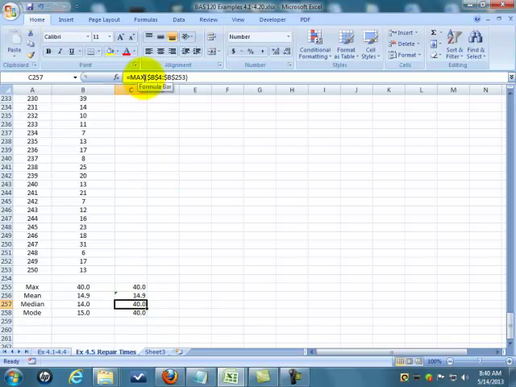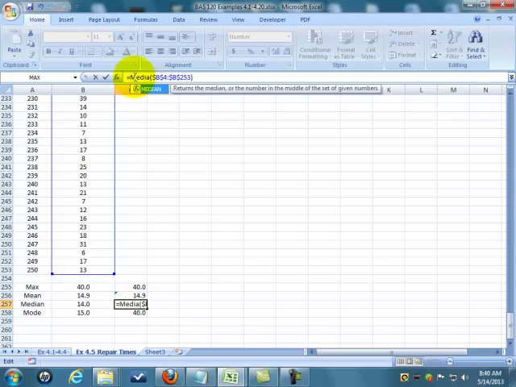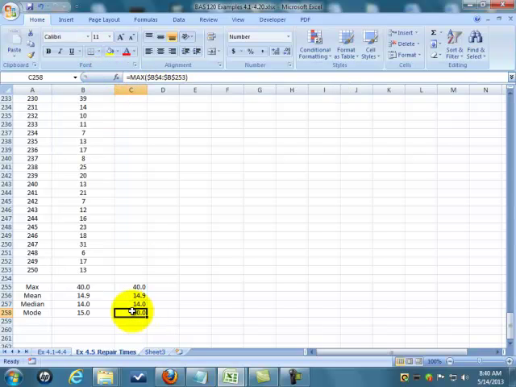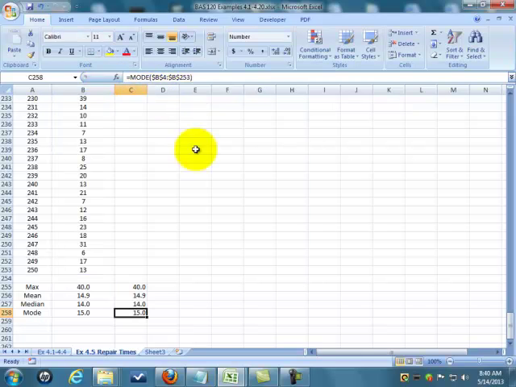I can do the median. Remember, median is your middle point, the middle number, and mode is my most frequent. So I've got all those statistics now.